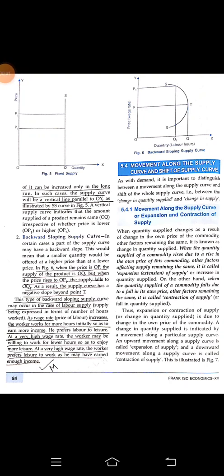Continue with the fifth chapter from your economics book of grade 12, and the name of the chapter is Supply, Law of Supply and Price Elasticity of Supply. Today we are going to start from movement along the supply curve and shift of supply curve.